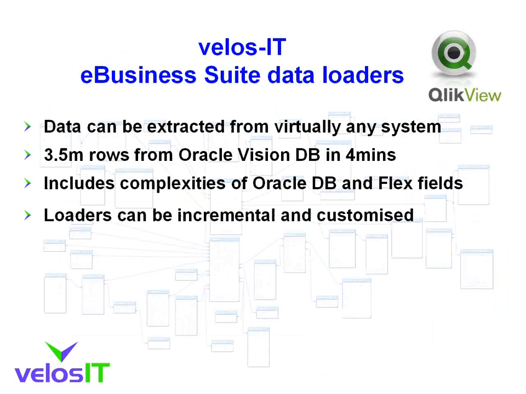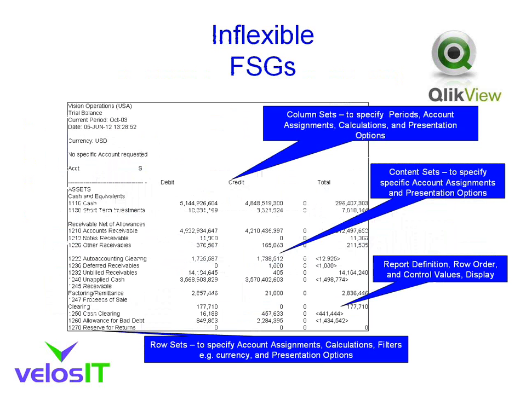So just, I think finally from my side, as a quick summary of our data loaders, they cover a growing number of eBusiness Suite modules. We can extend the loaders to non-eBusiness Suite systems. The demo we're going to show is based on 3.5 million rows which were downloaded from eBusiness Suite and the Vision database in about 4 minutes. And as we've already stated, this includes the automatic transfer and translation of the flex fields. And finally, we can run the loaders incrementally so that you can have a virtual real-time BI system.